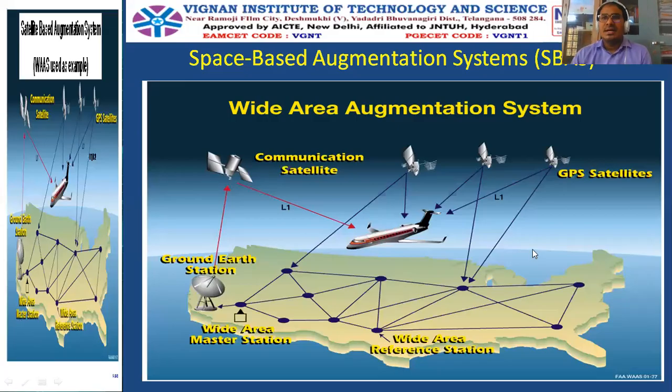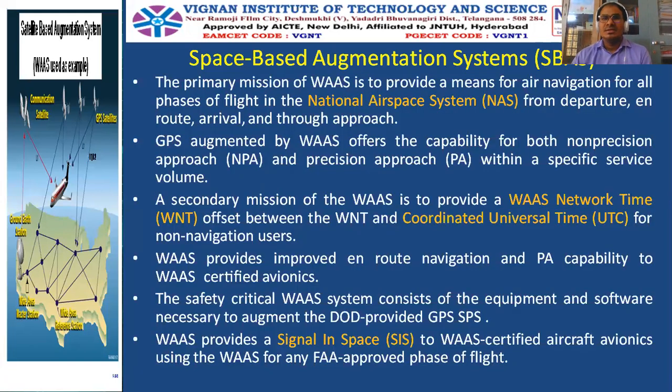Yes. So this is a typical block diagram of a wide area augmentation system, which is a part of space-based augmentation system. So some historical facts about this. The primary mission of WAAS is to provide a means for air navigation for all phases of flight in the National Airspace System, NAS: departure, en route, arrival, and approach. There are 4 phases we said, right? Approach is actual landing. Departure is where the flight is taking off.